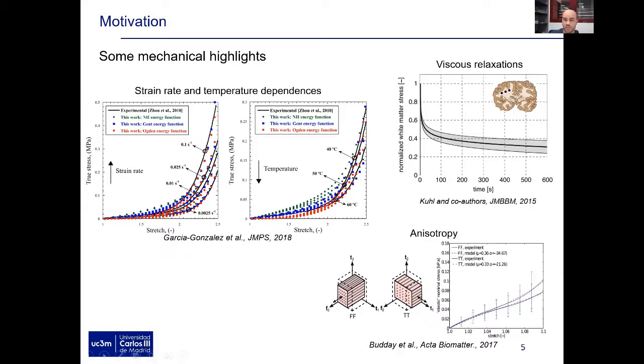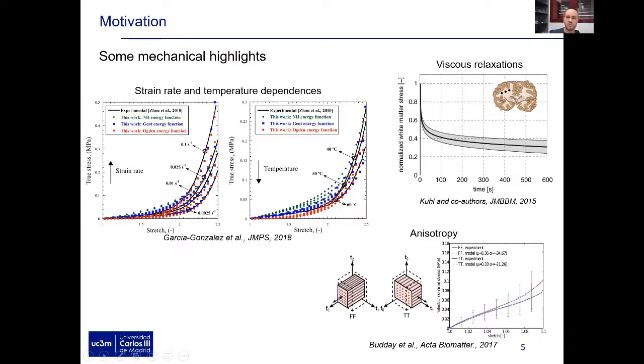As a consequence of that, we have a strain rate dependency: the faster we apply the mechanical loading, the stiffer the response the material provides. Also, intrinsically linked to that, we have some viscous relaxation phenomena. So if we apply the load fast enough and we keep the load, we can observe stress relaxation with time.